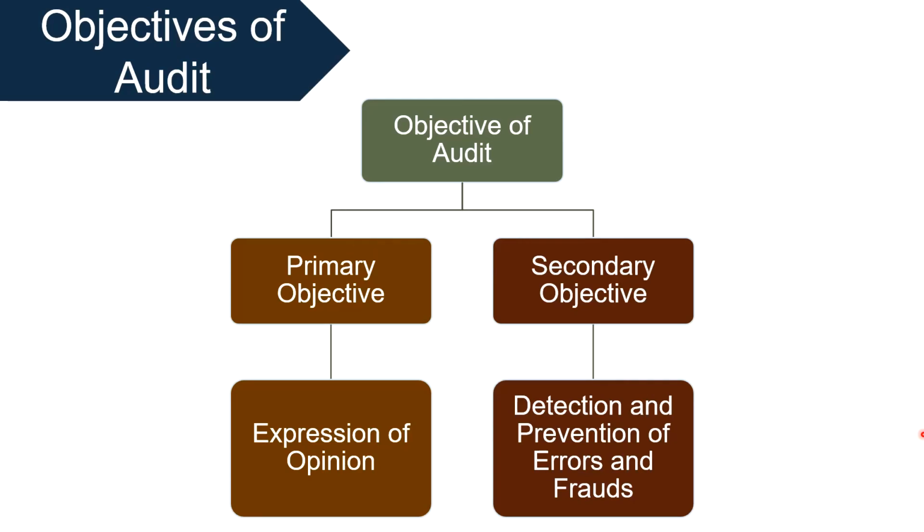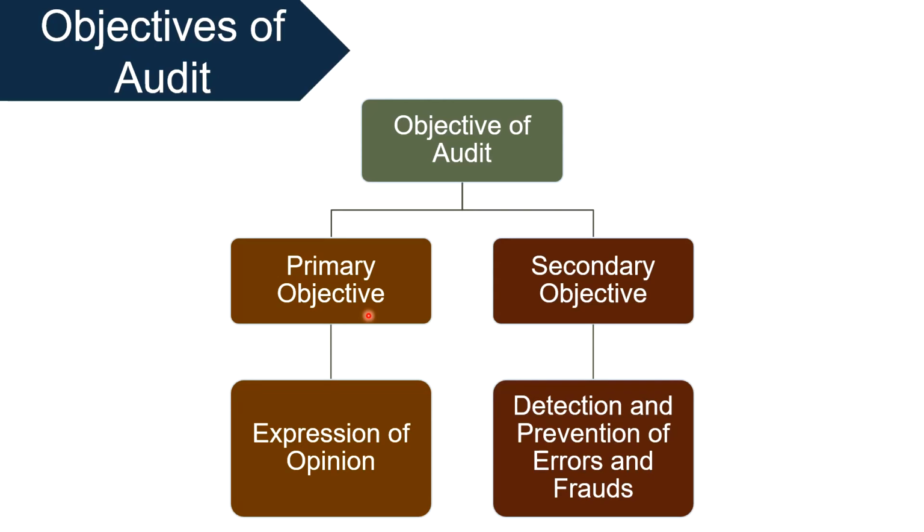Moving on to the objectives of audit. The primary objective of audit is to express an opinion on the financial statement. Opinion is basically the final judgment depending on the performance of standard procedure on financial statement. The auditor gives his opinion as to the truth and fairness of the financial statement.